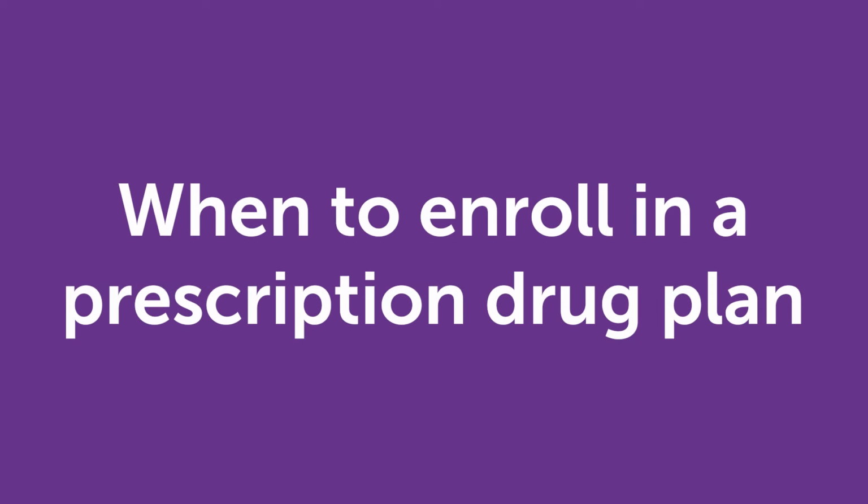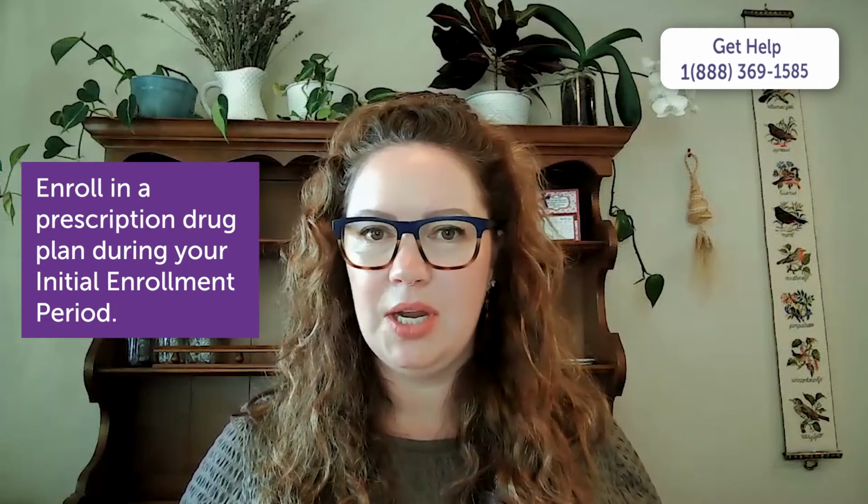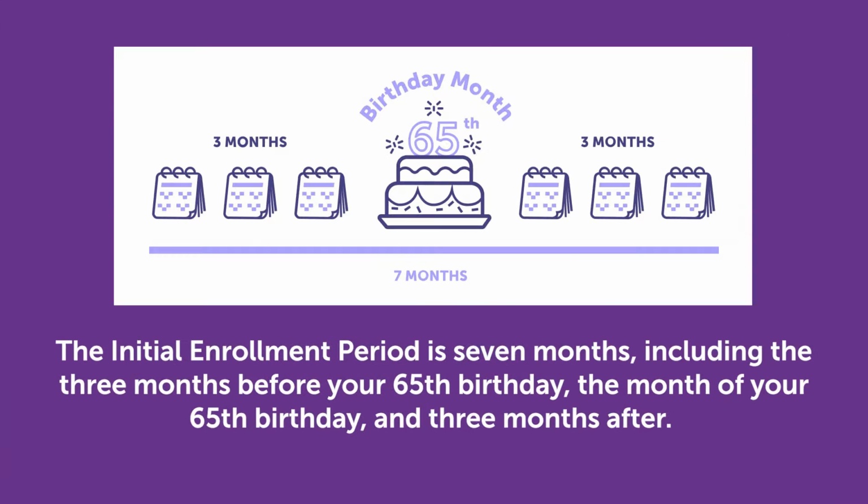Now let's talk about the best time to enroll in a Part D or a Medicare Advantage prescription drug plan. If you're enrolling in a Part D prescription drug plan or a Medicare Advantage plan for the first time, the best time to do that is during your initial enrollment period. Your initial enrollment period lasts 7 months. It includes the 3 months prior to your 65th birthday, the month of your 65th birthday, and the 3 months after your 65th birthday, 7 months.